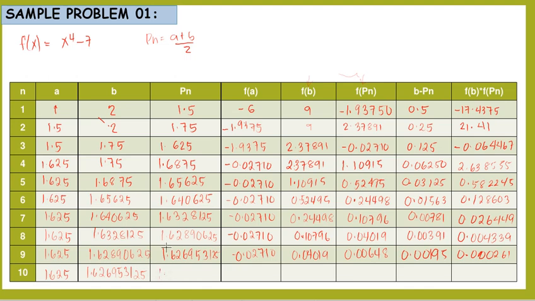Ang value natin dito is 1.625976563. And then, yung function of A natin, yung function of B natin, yung function of Pn natin is 0.01032. And yung B minus Pn natin is 0.00098. And then yung Fp multiplied by Fpn natin is negative 0.000067. Okay. So, we can stop now here at interval 9. Pwede na tayo mag-stop dito sa interval 9 since yung B minus Pn natin is approximately 0. Or yung error natin, ito yung error natin is approximately 0.